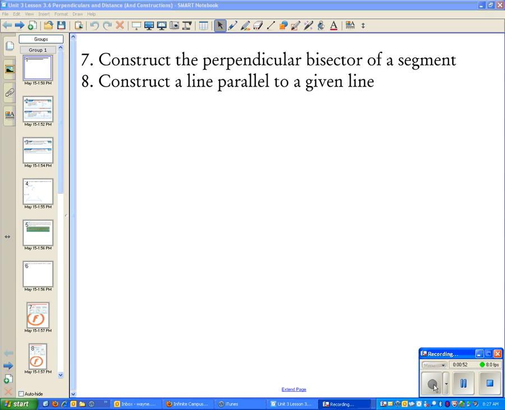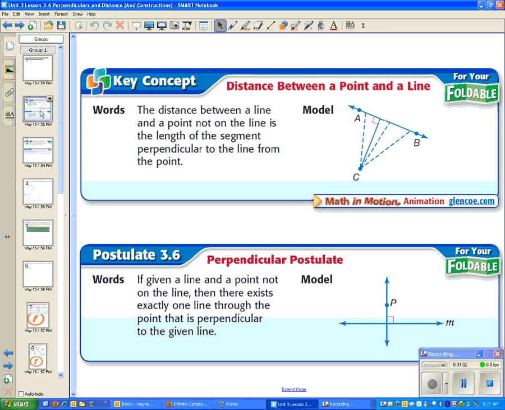Okay? But there are some things in section 3.6 that I want you to know, even though they're not officially part of our standards for this course. Okay? So if you look on page 213, the distance between a point and a line. And we will use this throughout the year. Okay? Our standards now actually expect you to already know this, but I doubt that you do.